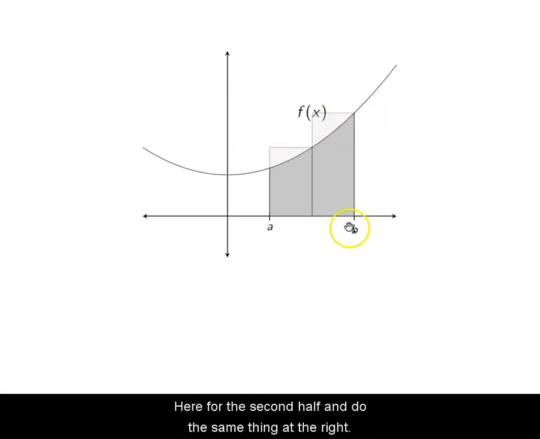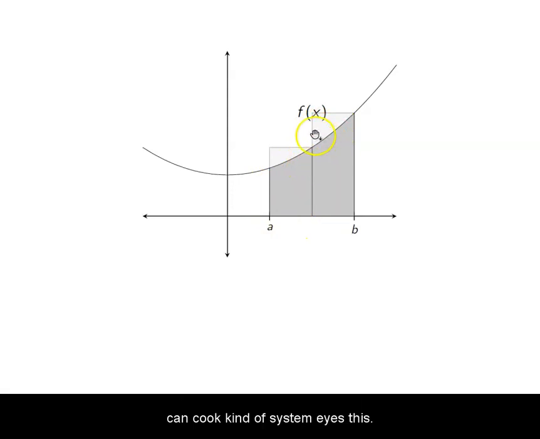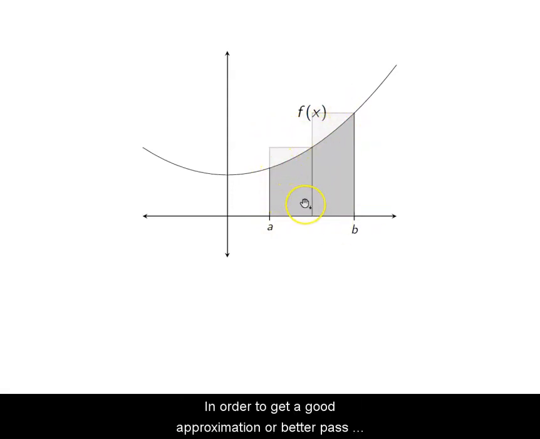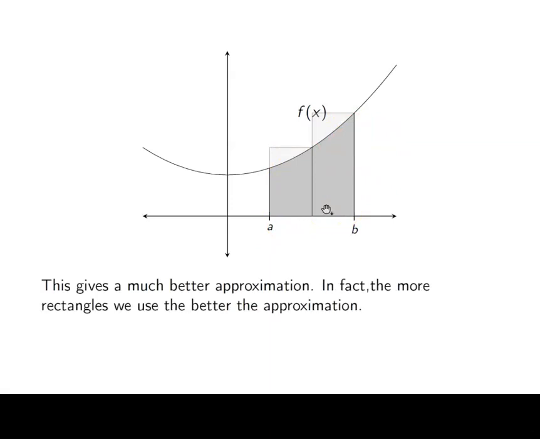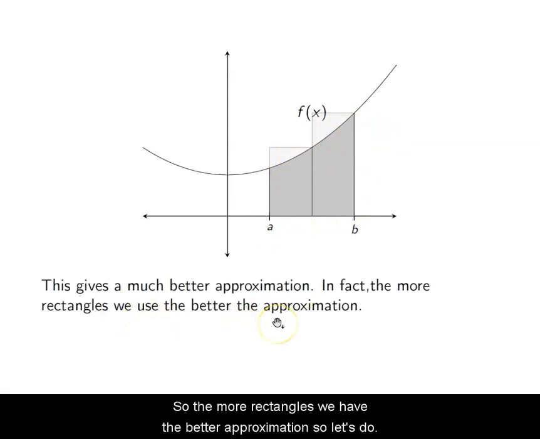Here, for the second half, I do the same thing at the right endpoint. I take the height of the function and create a rectangle, and you can see I have another overestimate. So I can systemize this in order to get a better approximation. Let's say I cut each one of these in half, so instead of 2, now I have 4. So the more rectangles we have, the better our approximation.